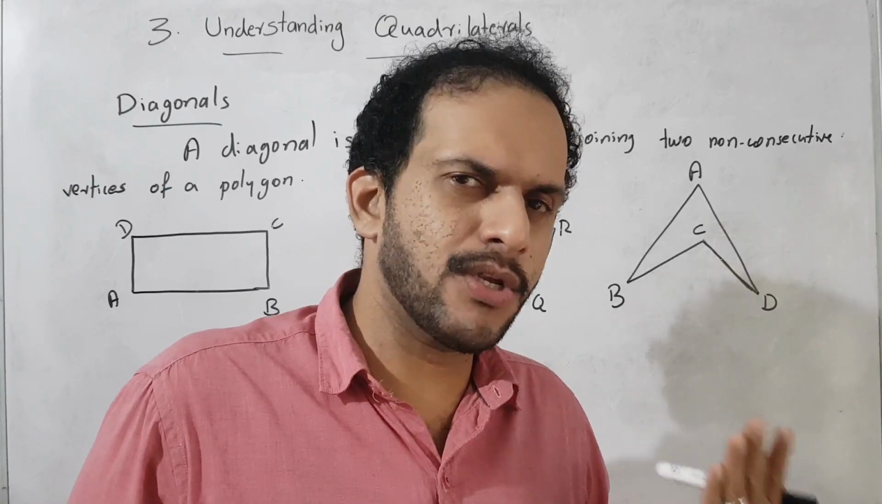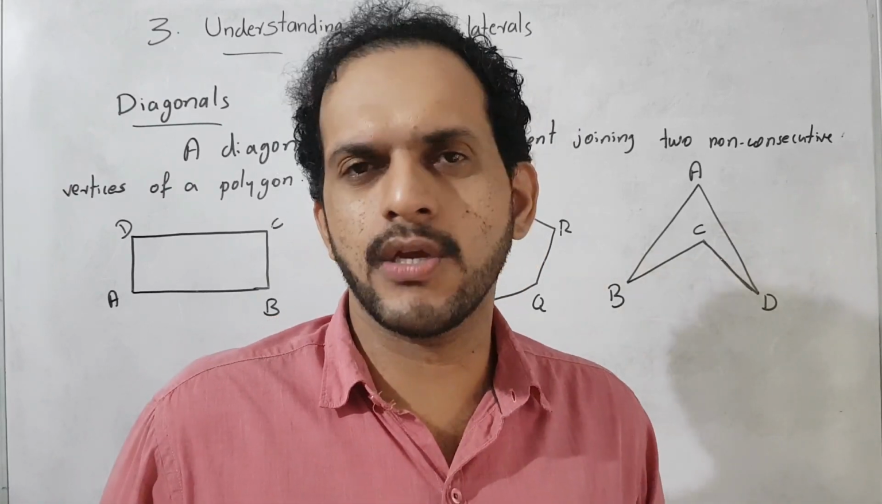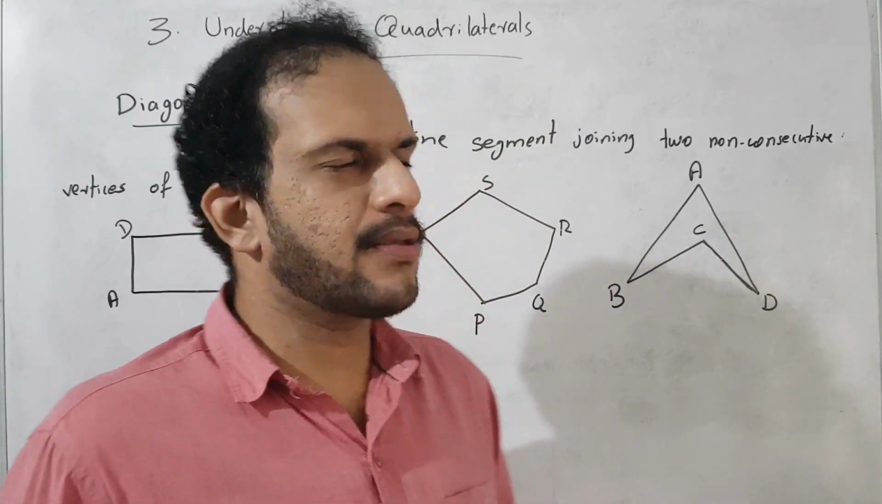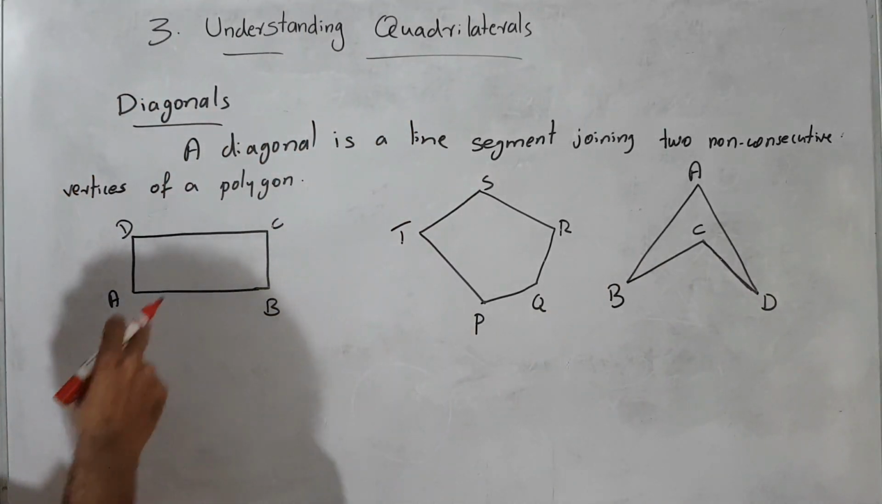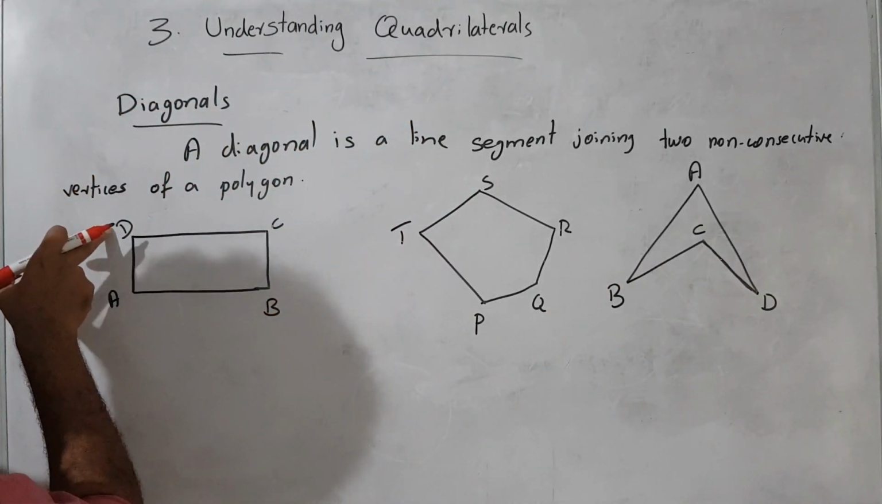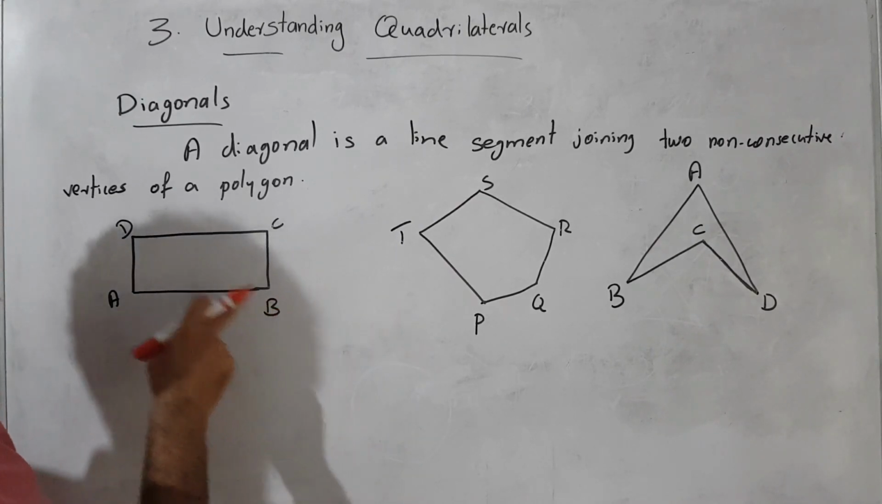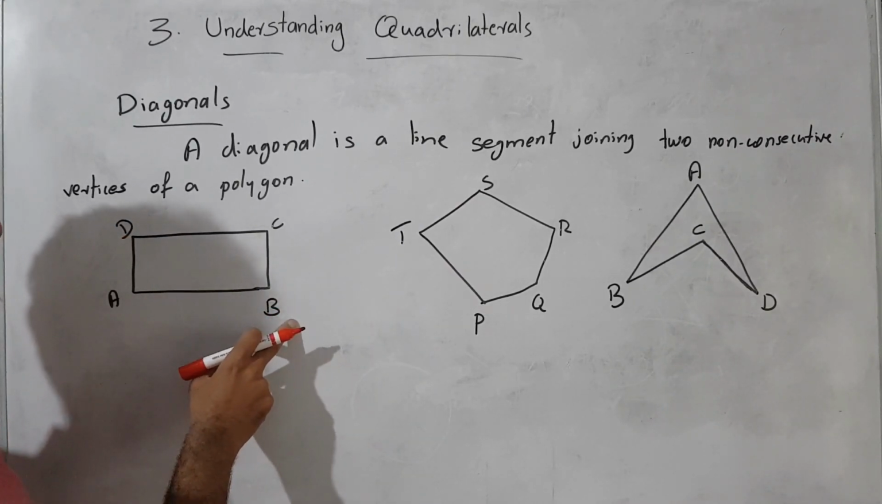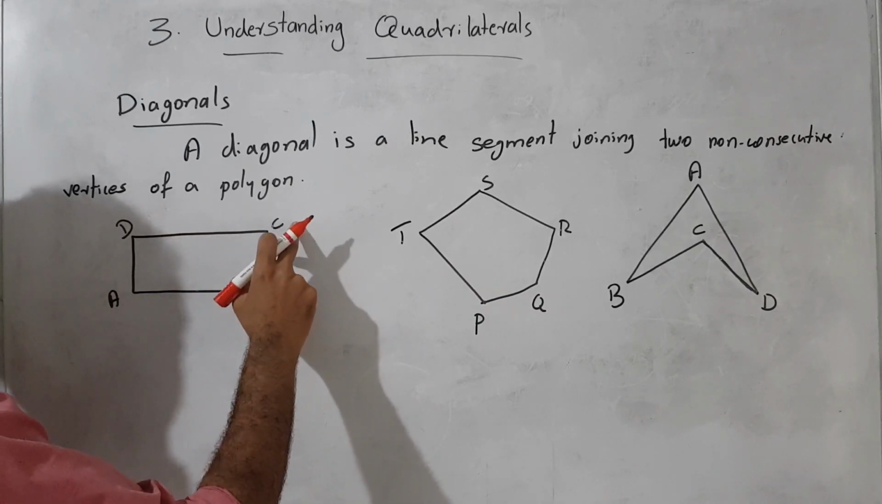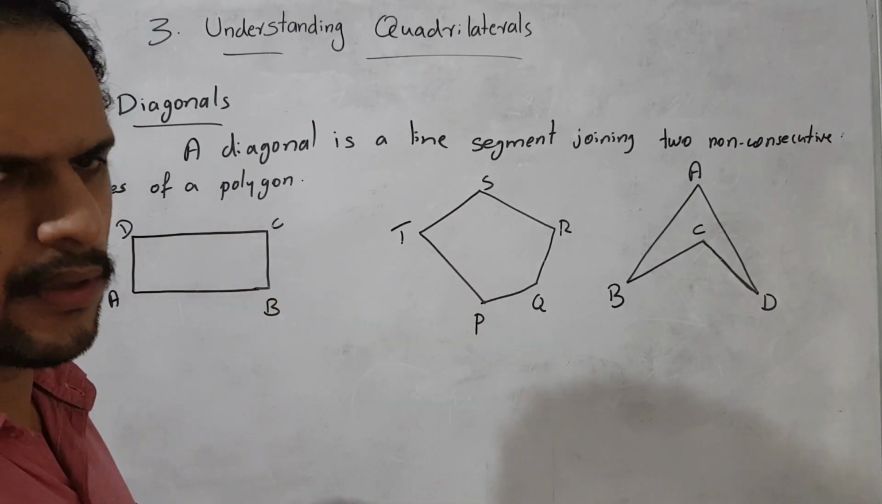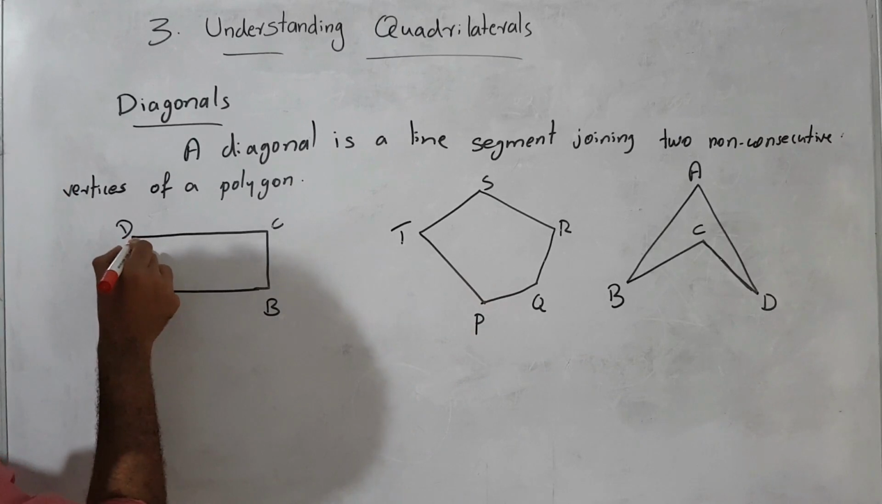Diagonal is a line segment joining non-consecutive vertices of a polygon. Correct. Next, we just join. What are the non-consecutive vertices? D and B are non-consecutive vertices. Why? They do not lie near. Like A and C are non-consecutive vertices. Correct. So we join them.